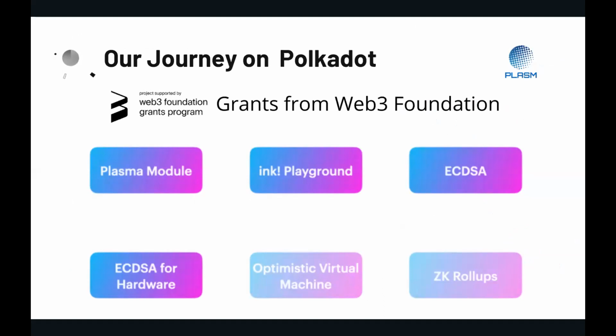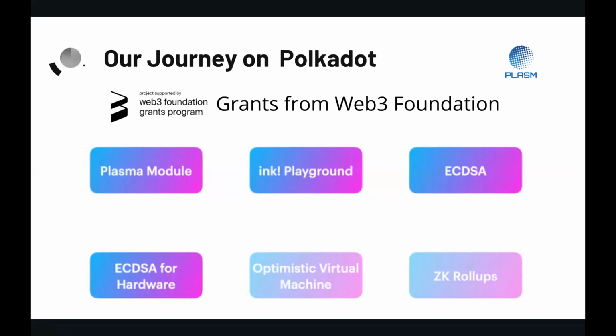I'm also really excited to share a little bit about our journey on Polkadot. We started making Plasm Network back in 2019. At that time, Plasm was a sort of Plasma module on Substrate. Substrate is the foundation for making a Polkadot parachain. It's sort of like WordPress. You can make your own web page by using WordPress, and you can make your own blockchain by using Substrate, which is developed by Parity Technologies.